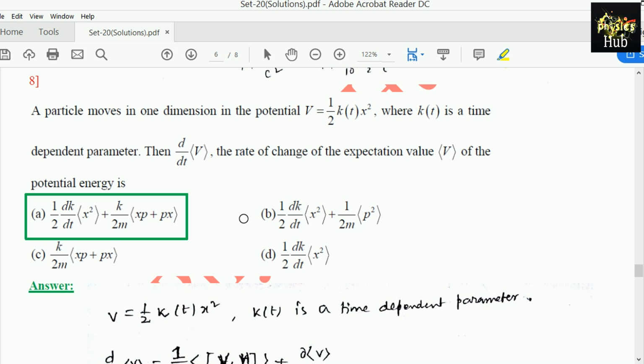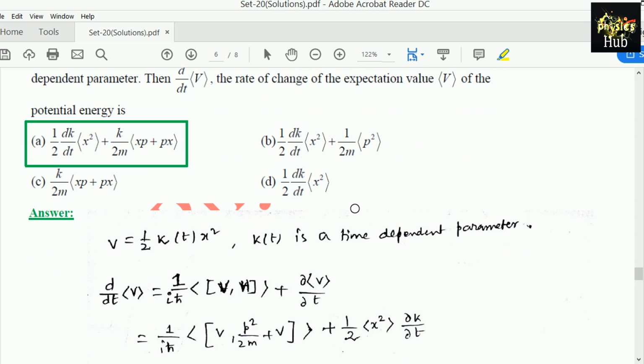A particle moves in one dimension in the potential V equals half k of t x squared, where k of t is a time dependent parameter. Then d/dt of the average of V, the rate of change of the expectation value of the potential energy is... sorry, that is not average value, that is expectation value. So this is a midway question between classical mechanics and quantum mechanics still. So k is a time dependent parameter.